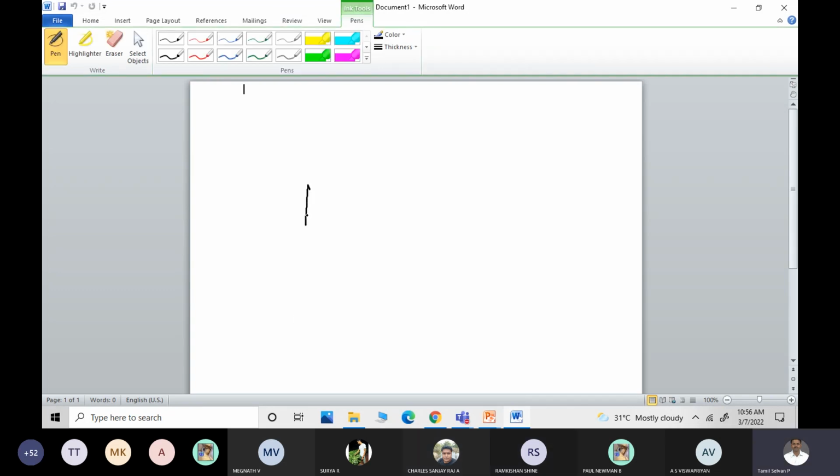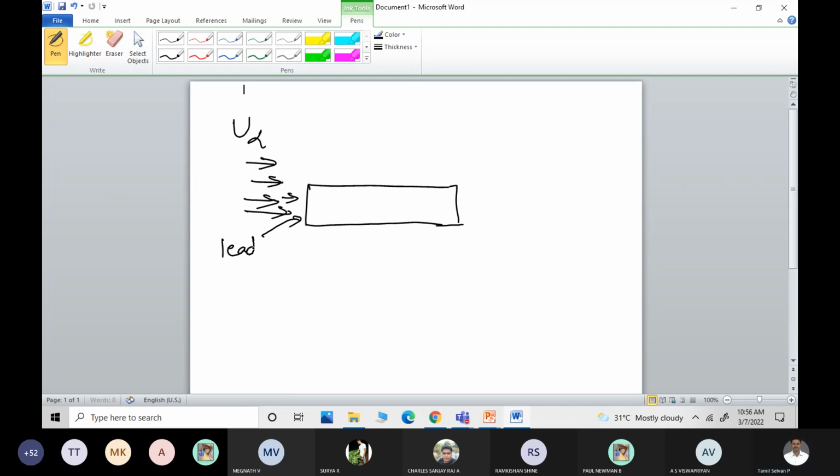So whenever we have a flow over a flat plate, assume this is a flat plate. Now assume the velocity of air which passes is u infinity. Now when the fluid particles touch this surface, this edge is said to be the leading edge. The leading edge is the one which faces the flow, and the trailing edge is the one which is at the rear end.